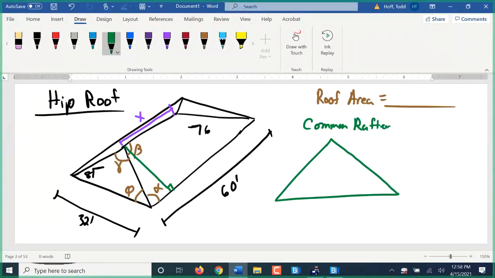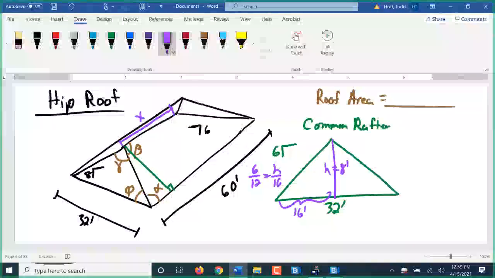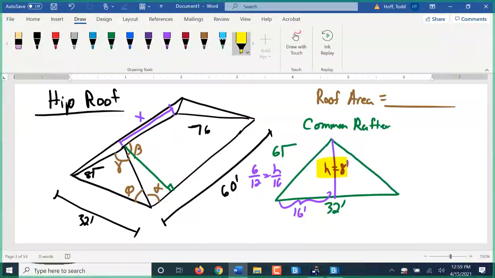But it's just this common rafter, the span of 32 feet, slope of 6/12. We need to find the height. That height has a run of 16 feet. So it's 6 over 12 equals h over 16, giving us h is 8 feet high. That 8 feet will be important when we get to the hip end in a little bit.